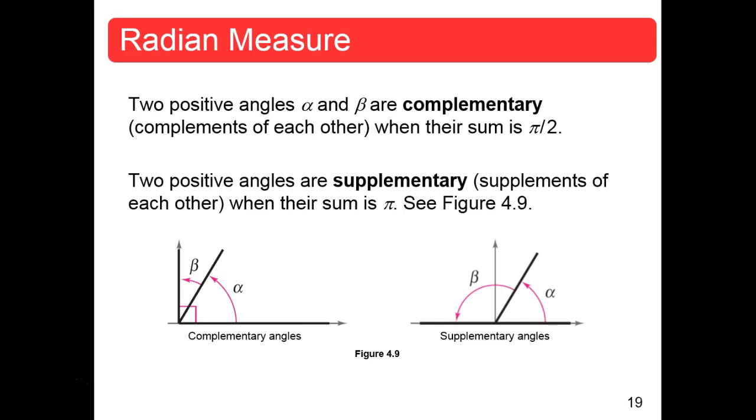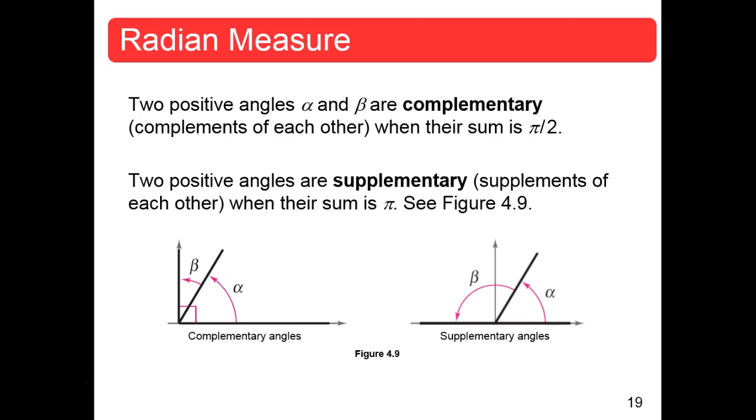Now, there's another special pair of angles. Two positive angles are supplementary when they supplement each other to form not a right angle, but a straight angle. In other words, they form a straight line. So here's what it means. This alpha plus that beta had to be a right angle. These two, alpha and beta, had to be pi. This is pi halves, this is pi. And they add to be pi.